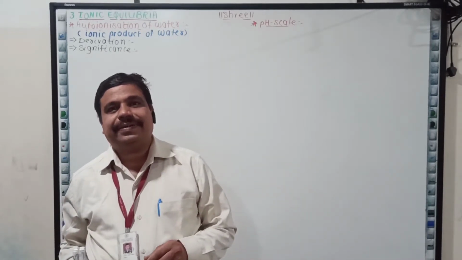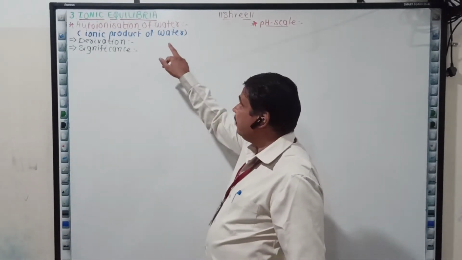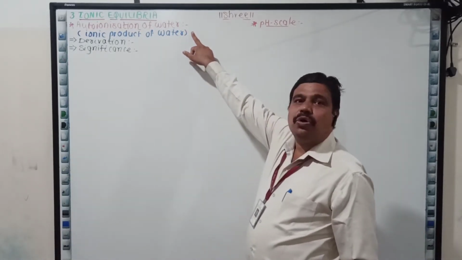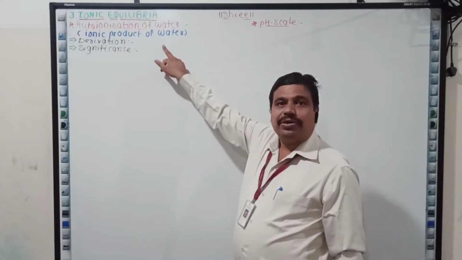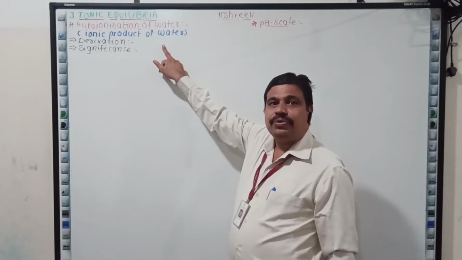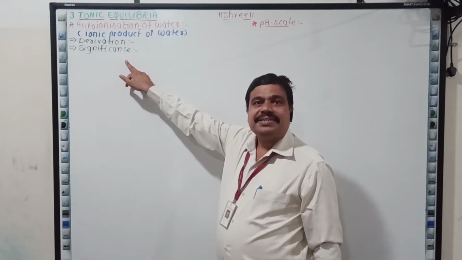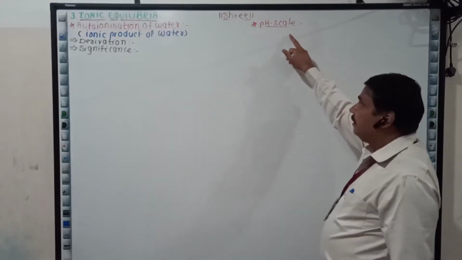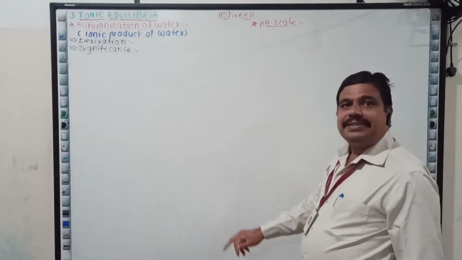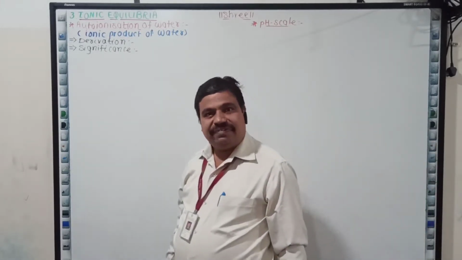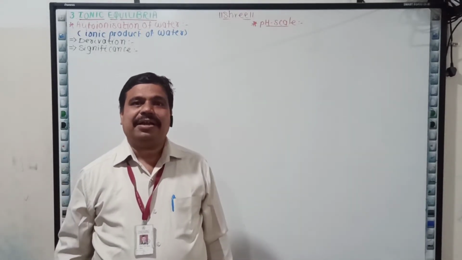In today's lecture, we discuss 2 points. First, autoionization of water, also called ionic product of water, with respect to its derivation and significance, and second, pH scale with respect to its derivation, definition and relationship between pH and pOH.